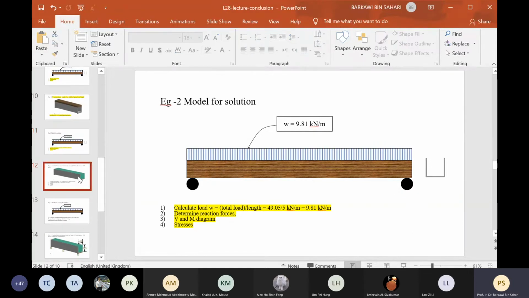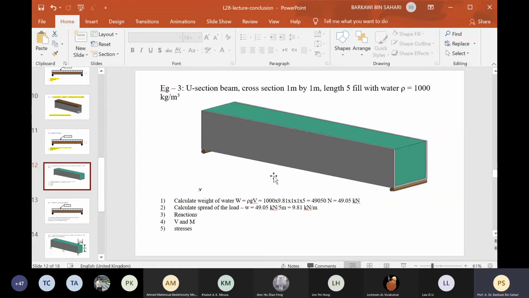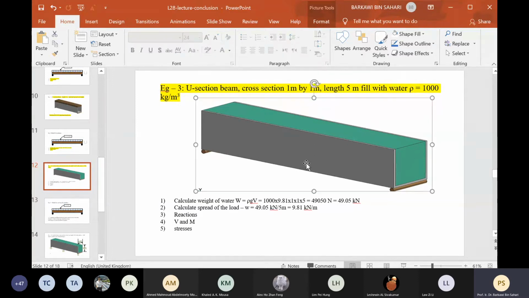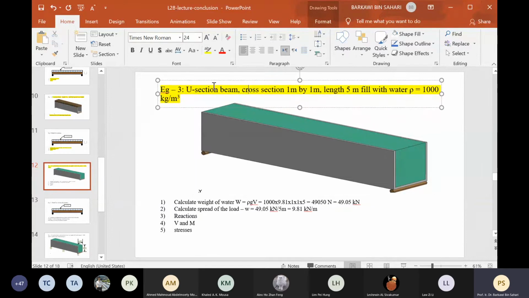Okay, the third example is this one. It's a U-shaped beam, cross section 1 meter by 1 meter, length 5 meter, and filled with liquid, or in this case water. And the density of water is 1000 kilogram per meter cube. Right. Now it requires more thinking, right? One, to imagine. If you are given this diagram, it is good. If you are not given the diagram of what happened, then you have to sketch the story behind this question.